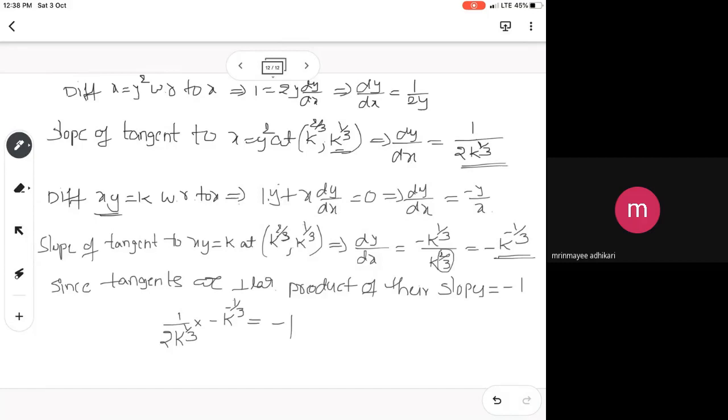If you simplify this, what do you get here? Taking the 1 by 3 up, with minus 1 by 3, so minus 2 by 3 you will get. So minus k power minus 2 by 3 by 2 is equal to minus 1. Minus will get cancelled. So what do you get? k power minus 2 by 3 is equal to 2.